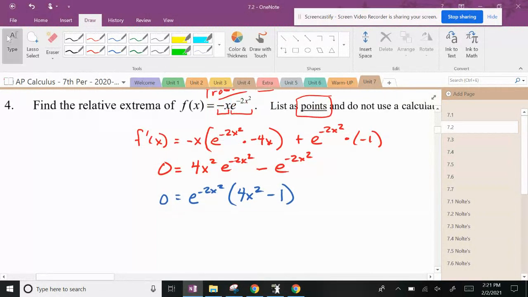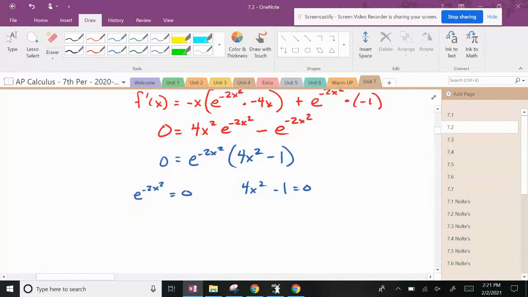Good. Okay, so if I factored it, how do I keep going? Set each of them equal to 0. So this is kind of like going back to, do you remember how to solve exponential equations?